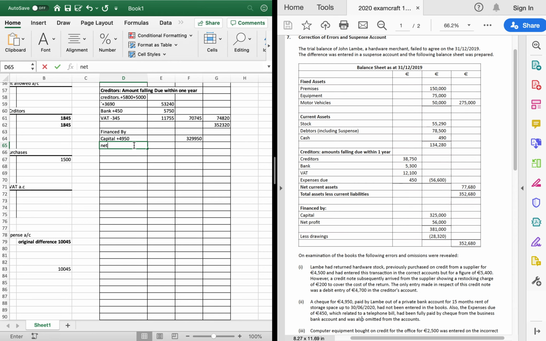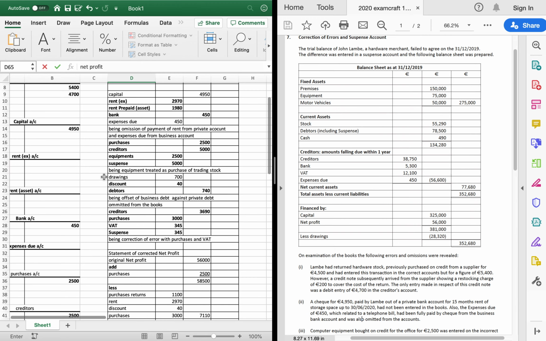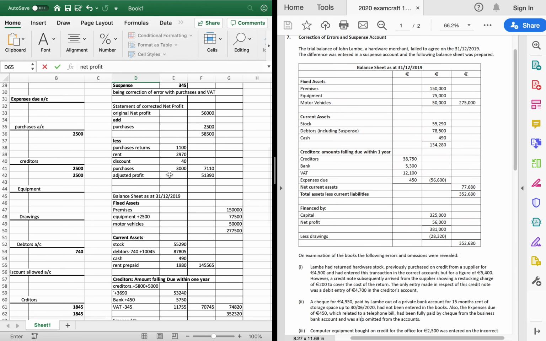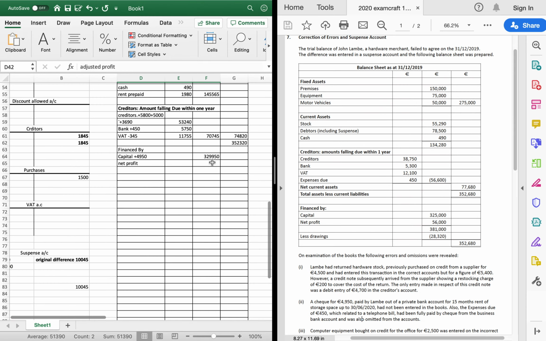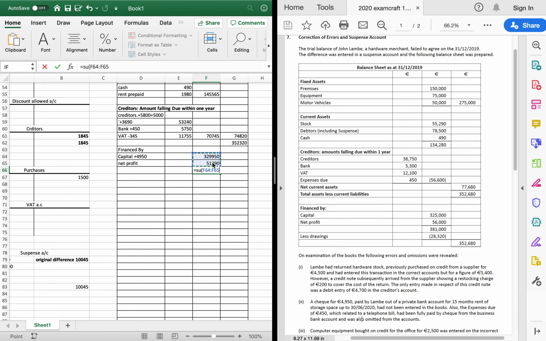You've got your net profit. Now your net profit is your adjusted net profit from here. So 51,390. That goes in. Add those together. Take away your drawings.